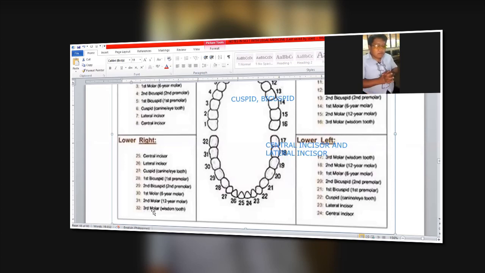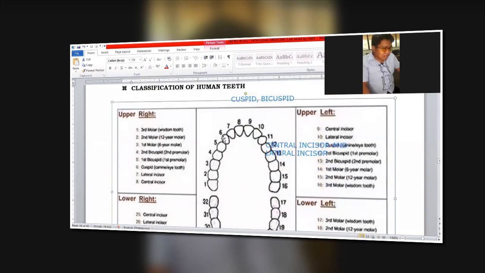So if I ask you how many kinds of molars we have, there are three: first, second, and third molar. The third molar is the wisdom tooth. Okay? How many kinds of incisor? There are two, central and lateral. The canine is only one kind. The premolar is also two, first and second premolar. Okay? So please memorize this.